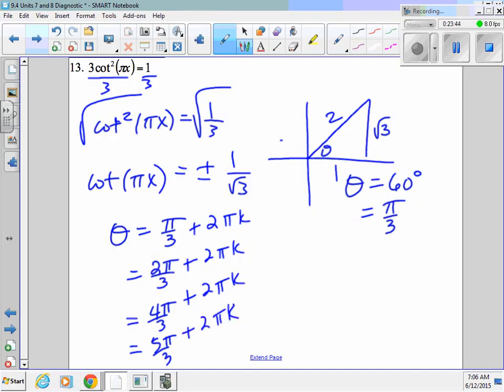Now, I'm not solving for theta. That's just the input that can go into this function to get these outputs. I'm not solving for theta. I'm solving for x. But theta, or what's inside the trig function, is pi x.